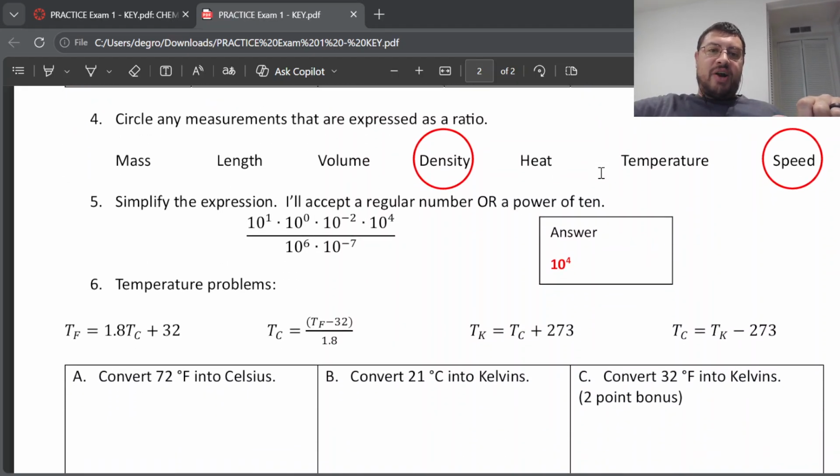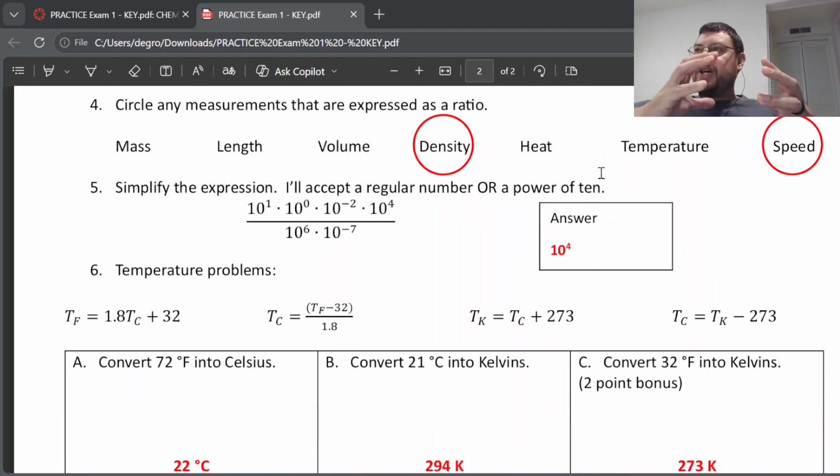Okay. Circle any measurements that are expressed as a ratio. The word ratio is kind of a blast from a past word. So let me remind you what a ratio is. It means something compared to something else. And in mathematical terms, you're going to see something divided by something else.